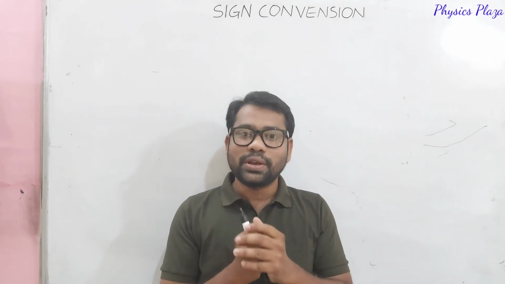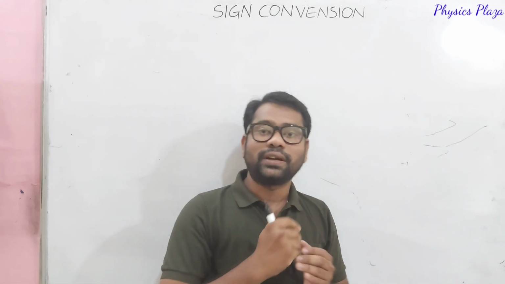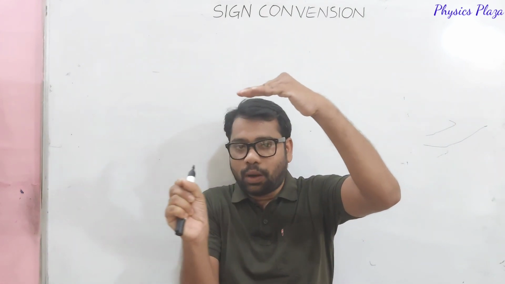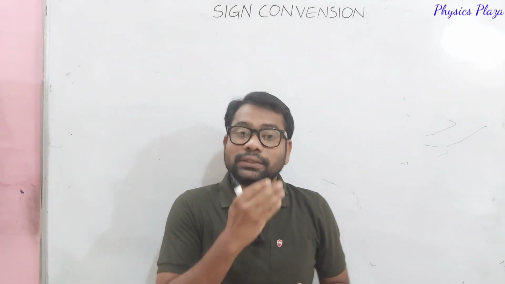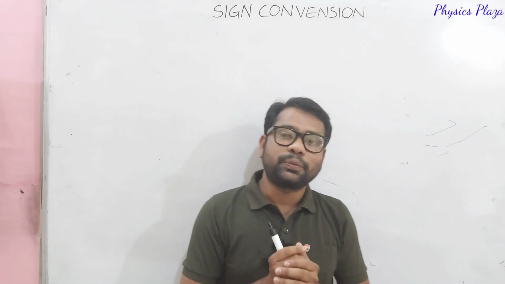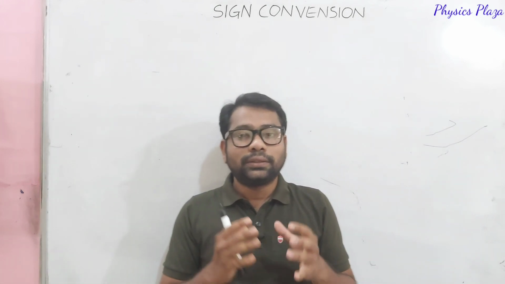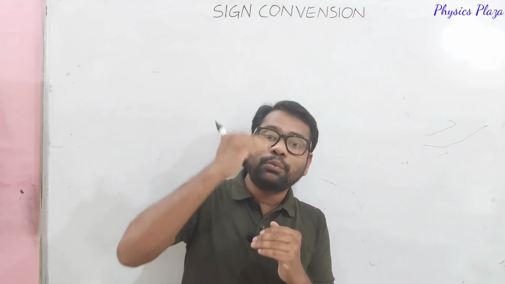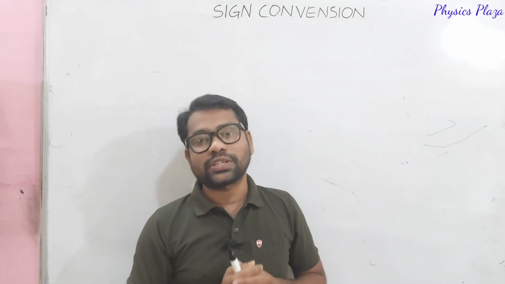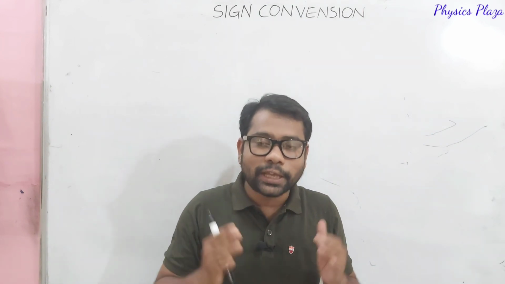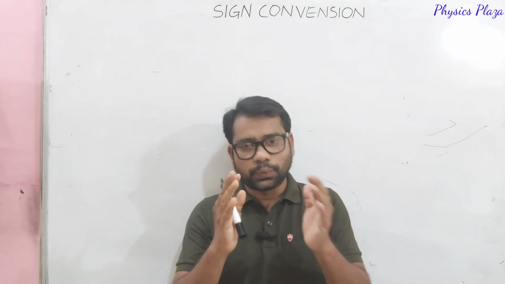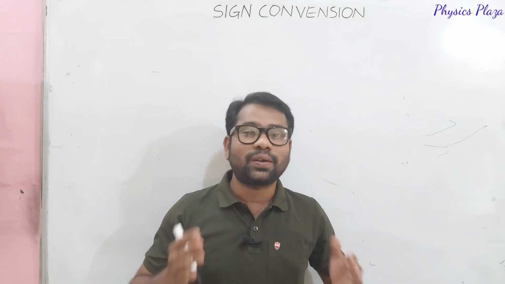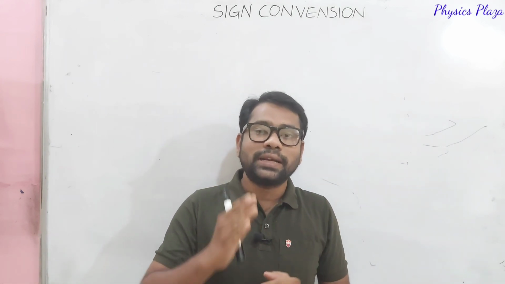Whereas the distances measured opposite to the direction of the incident ray, because the light ray is coming like this, but if I take measurements in the opposite direction, then that is taken as negative. And moreover, dear children, the distances measured perpendicular to the principal axis, I mean above the principal axis, are taken as positive, and below the principal axis are taken as negative. So these are the rules. But dear children, when we apply these rules for a convex lens or a concave lens, we will understand in a better way.